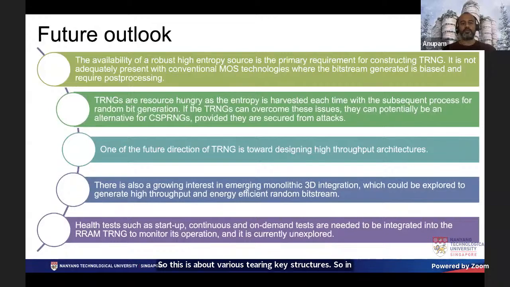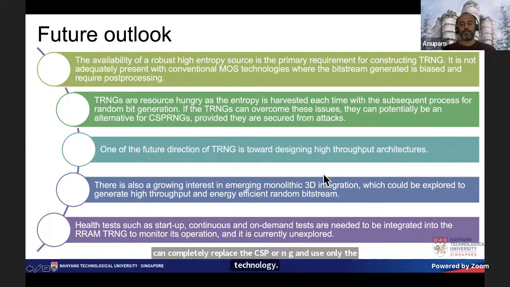So in future for the TRNG, what we know is that it is not adequately present in conventional MOS technologies. And definitely the emerging non-volatile memory structures, ferroelectric FETs and this kind of computing technologies will be more energy efficient and faster compared to CMOS-based TRNGs. TRNGs are quite resource hungry, but we try to limit the TRNG only for the production of the seed. That's why they can start as a building block where the CSPRNG, the cryptographically secure pseudo random number generator, overtakes the TRNG after the seed level of production. But if the TRNG is shown to be quite efficient, then we can completely replace the CSPRNG and use only the TRNG. So of course, the future direction is to produce very high throughput and energy efficient structures.